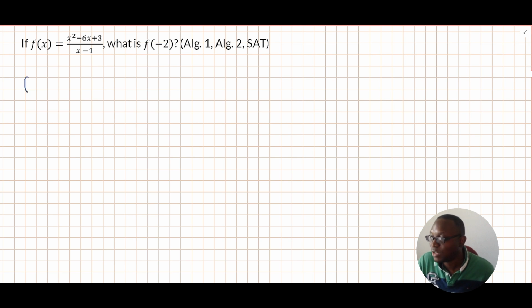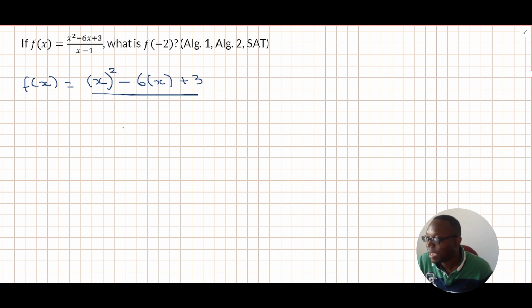The first thing you want to do when you have a function like this is, I like to say, how would you rewrite this function in words? So I'm going to say this is x. For every instance of x, I'm going to square it, multiply it by negative 6, and add 3 to the result. And then for the denominator, for every instance of x, I'm just going to subtract 1 from it.